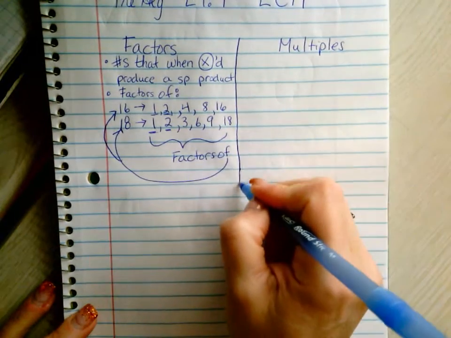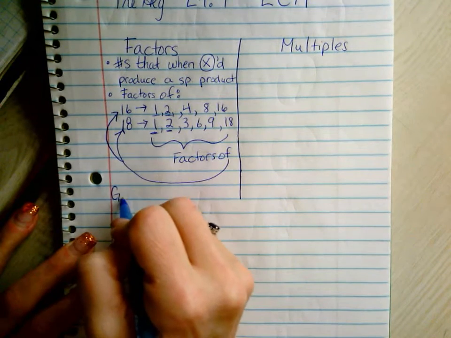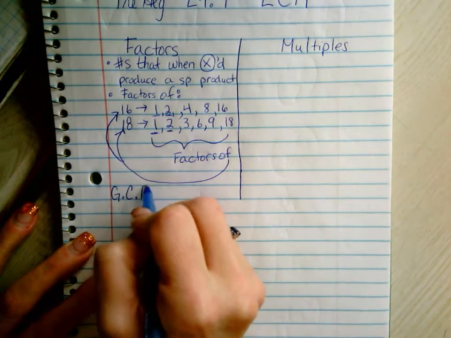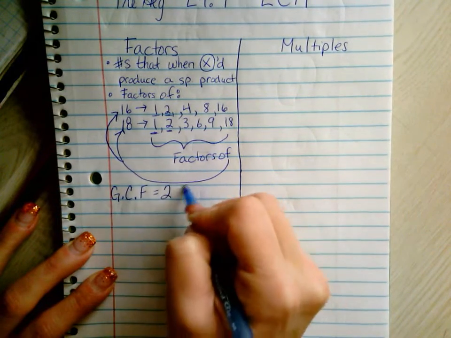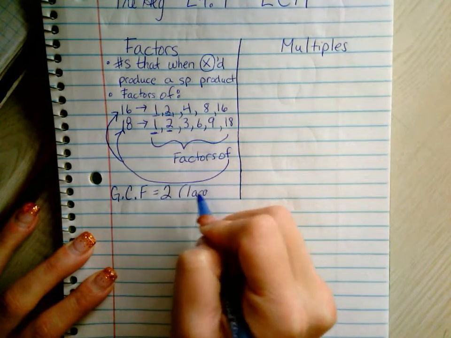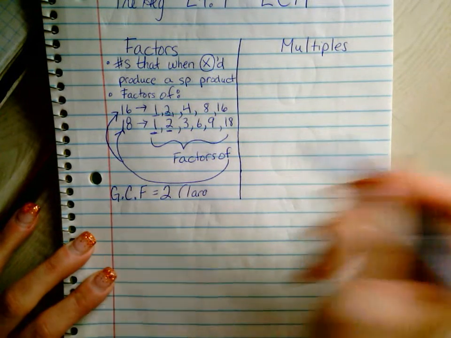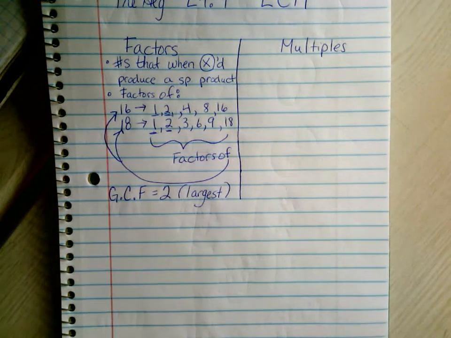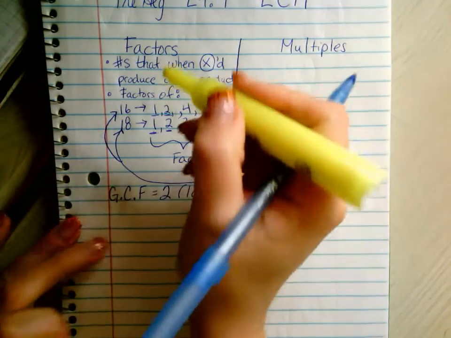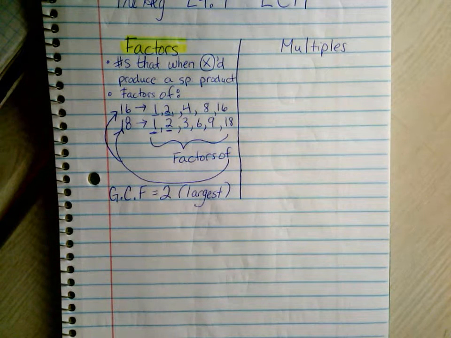Tracking with me so far? They share the 1 and the 2. The greatest common factor looks like it's 2, right? Because it is the largest. No, 6. I'm sorry, you're right. Wait. Oh, my bad. 6 is not a factor of 16. Thank you, dear. Okay. So far, so good? Those are factors. Factors are the numbers that create a product.